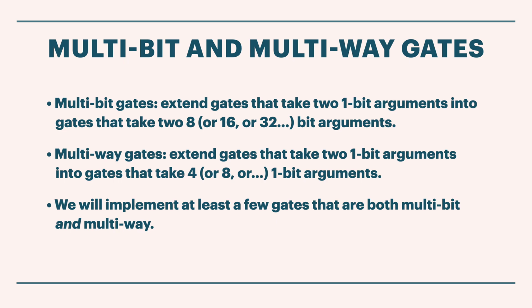We'll also be building multi-way gates. Multi-way gates are gates that take more than 2 inputs. So we'll make, for example, a MUX that takes 4 inputs or a MUX that takes 8 inputs. And those are implemented in a slightly different way. In particular, our selector bit in those cases is going to be a multi-bit input. Lastly, we will implement at least a few gates that are both multi-bit and multi-way.